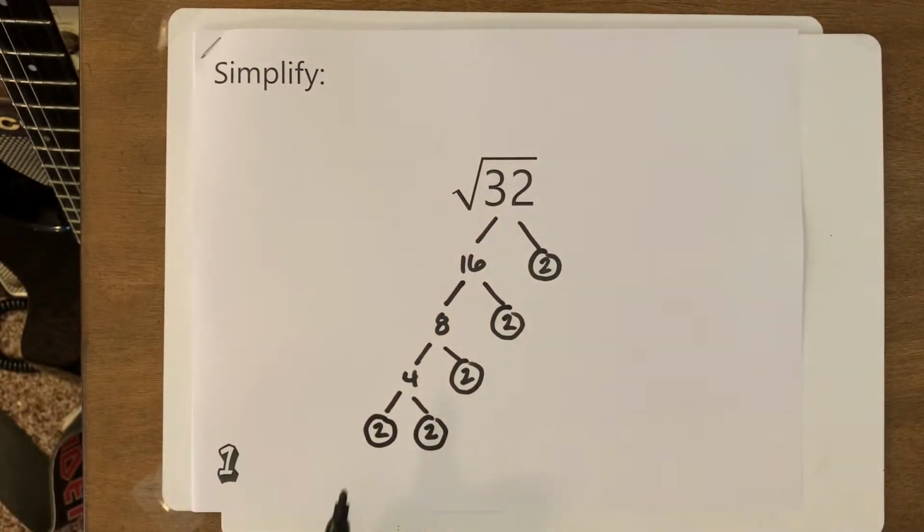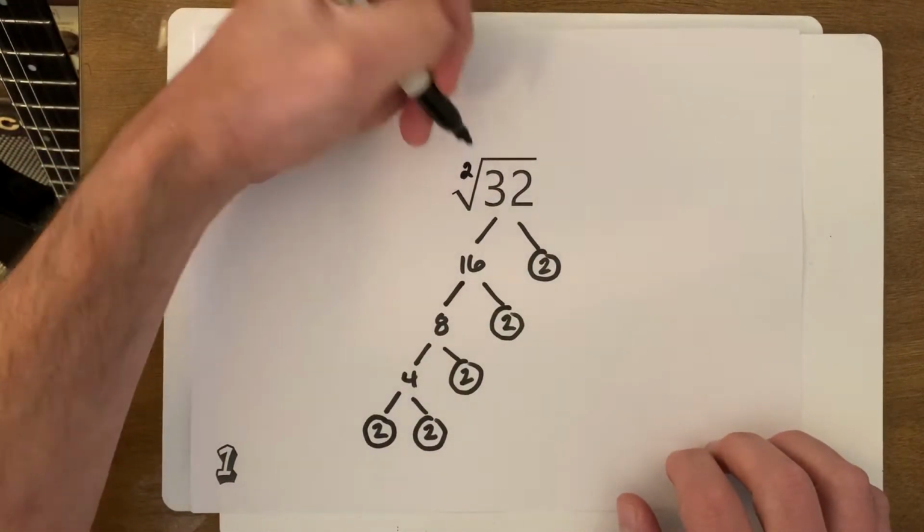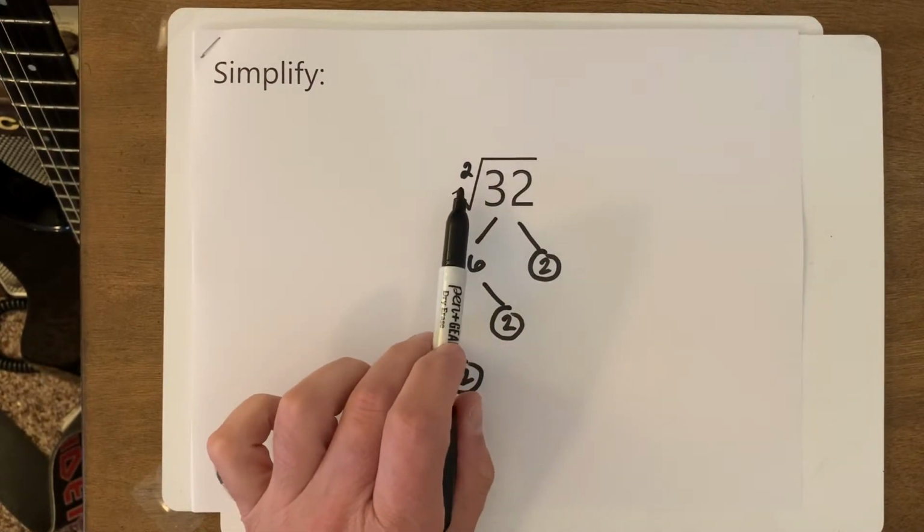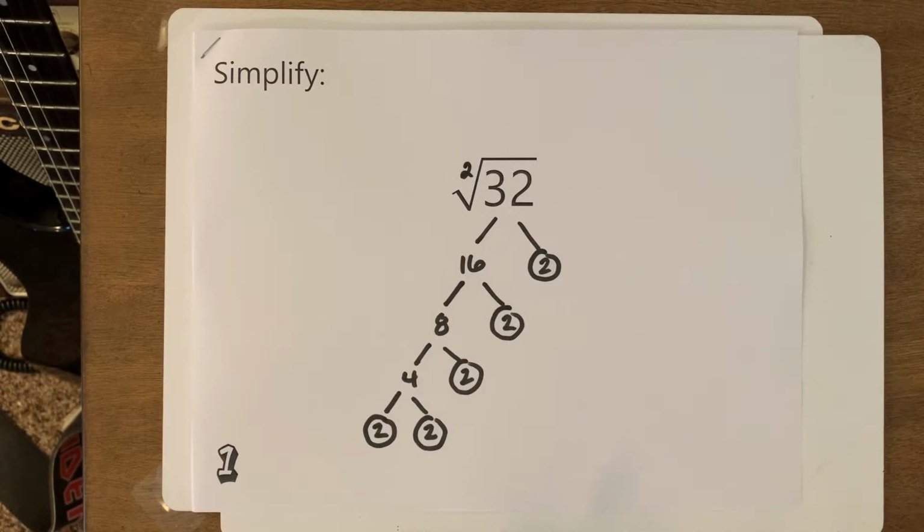Okay, so now I have 1, 2, 3, 4, 5 2's. Well, the square root of a number has an index there that's a 2. It's never shown if it's a square root, but we just assume that it's a 2 right there. And so what that means is, for a square root, 2 of these primes down here will be one of them on the outside of the square root when you take it out.